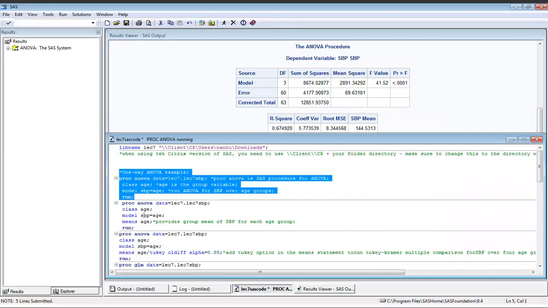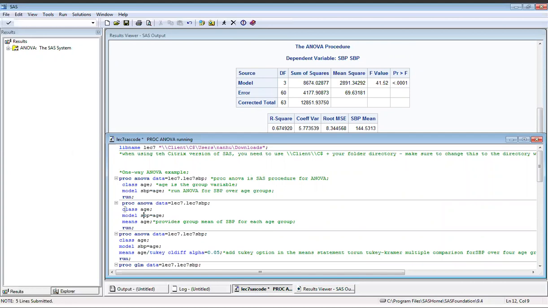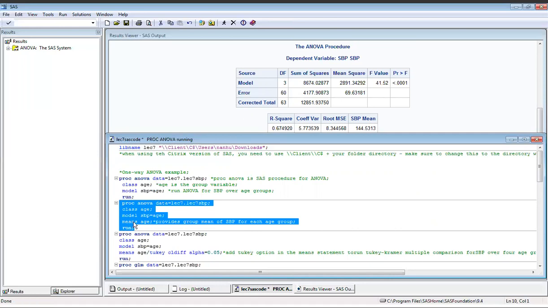Okay. And then the second one is basically we run this ANOVA, but we ask SAS to provide the group means of systolic blood pressure for each age group. So that's to say at the end, SAS will output a table and give the estimate of mean for systolic blood pressure for age group 1, 2, 3, and 4.